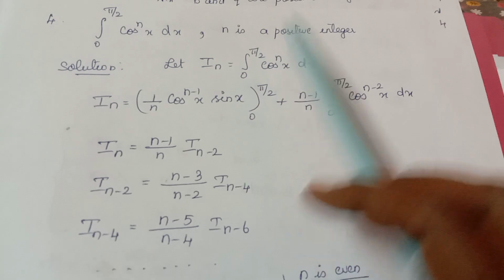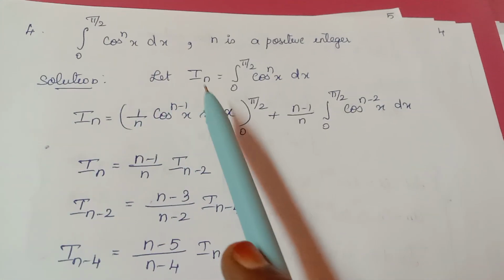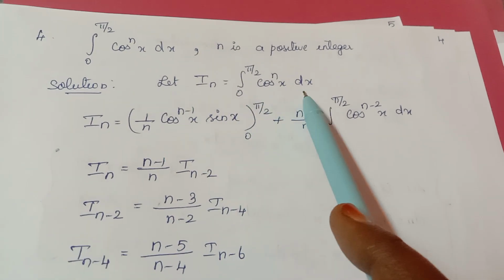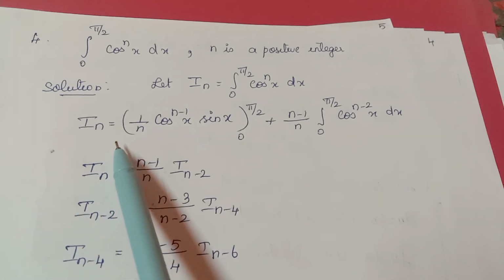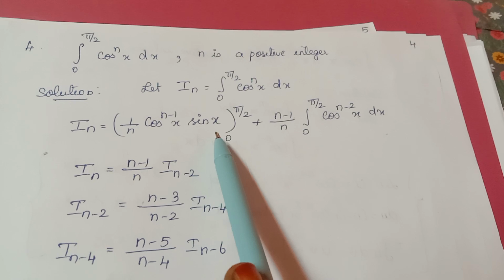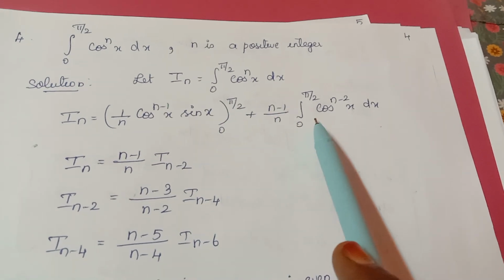Next, let's see what will happen if we put the limit 0 to pi by 2. Okay, so for this one, again you take the given integral to be In equal to integral 0 to pi by 2 cos power nx dx. So from the previous result, I have taken In equal to 1 by n cos power n minus 1 x into sin x. Now you apply the limits, plus n minus 1 by n into I n minus 2, no?